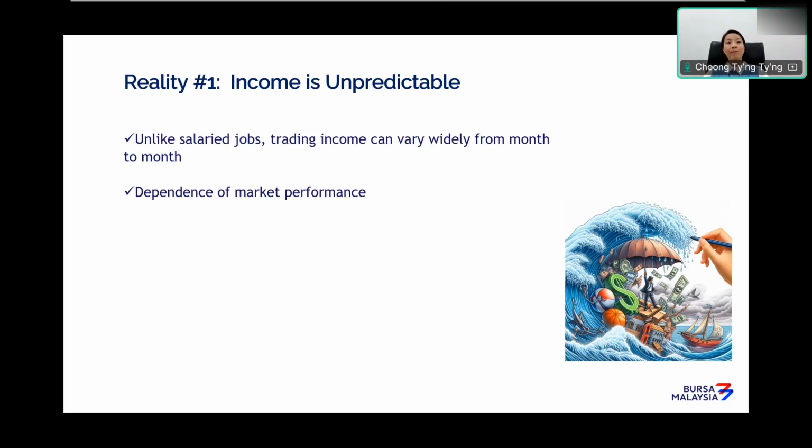And for example, in certain economic cycles, certain products are not moving. So if you're relying on those particular products as a full-time trader, you might not be able to generate the return that you want. That's why our performance really relies on the market, which we are not able to control. We really need to understand that.